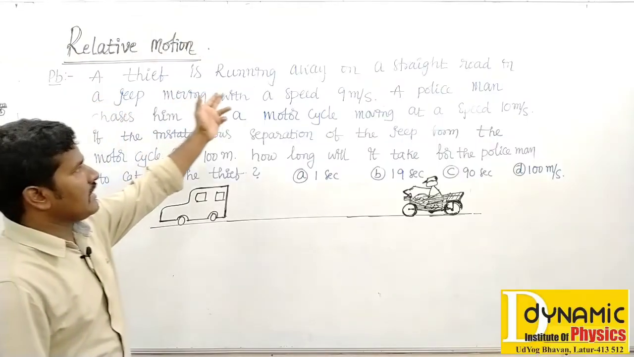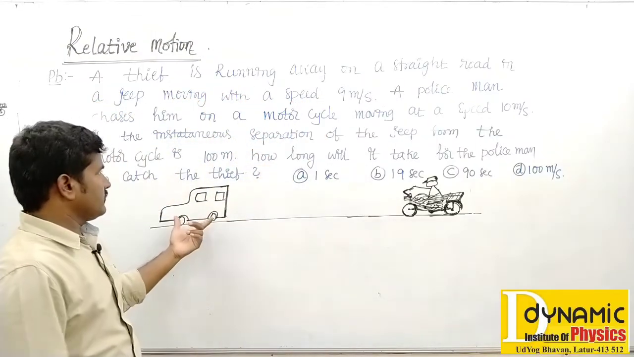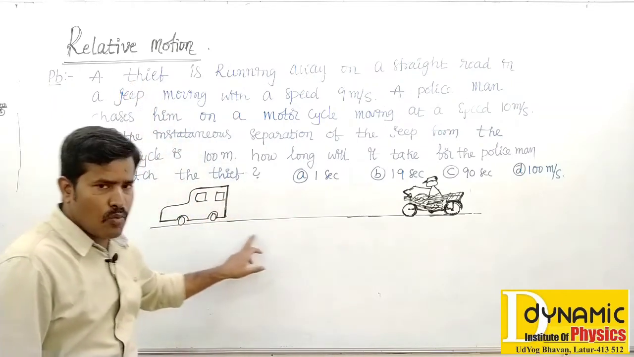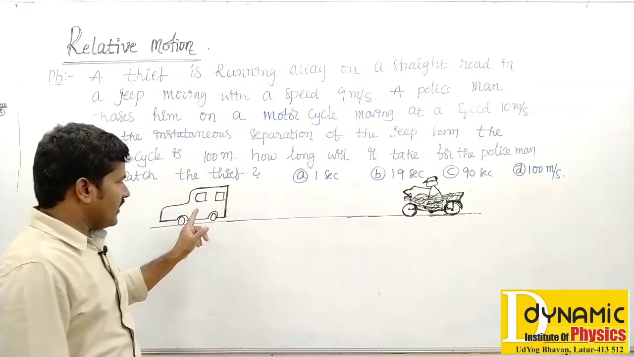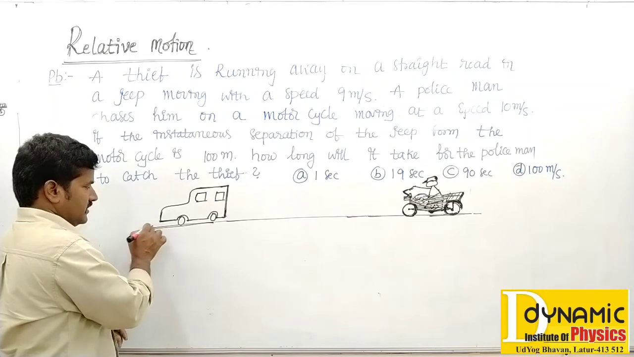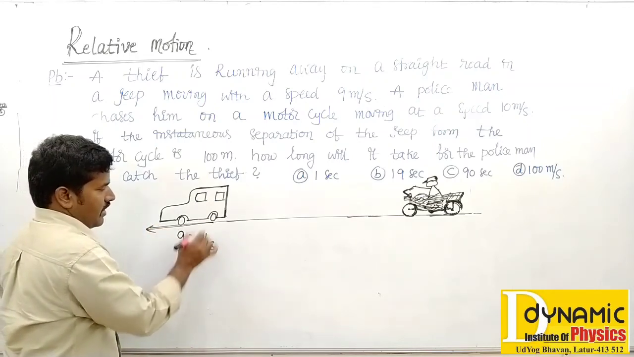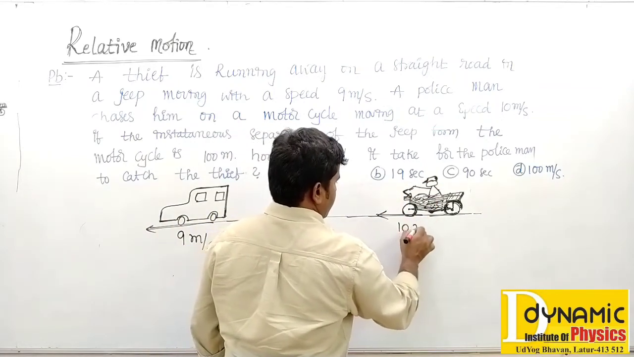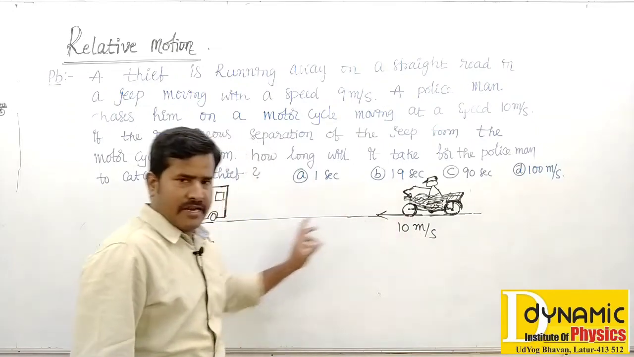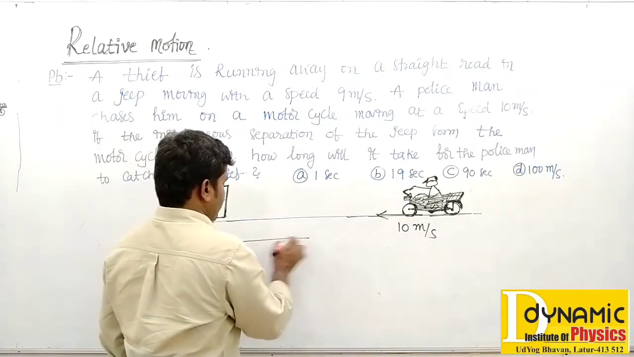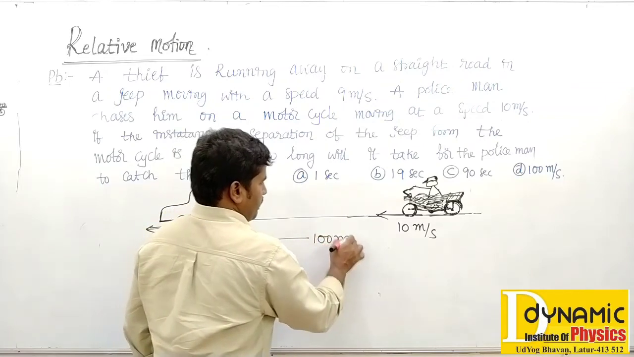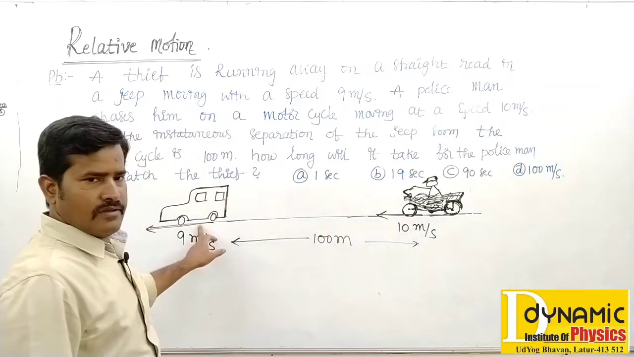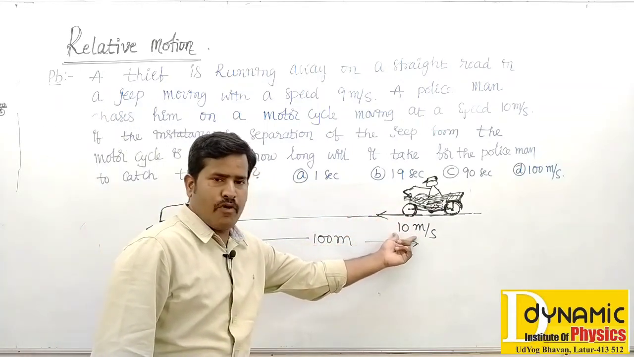A thief is running away on a straight road. This is one-dimensional motion, relative motion in one dimension. The thief is in a jeep, his speed is 9 meter per second. A policeman catches this thief, his speed is 10 meter per second. Both have the same direction and the initial separation is given, 100 meter. After what time does the policeman catch this thief? The speed of the policeman is more.